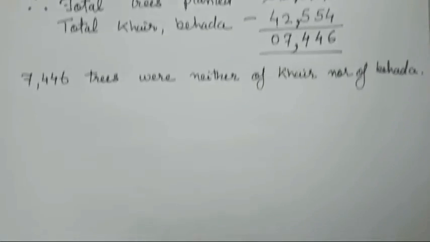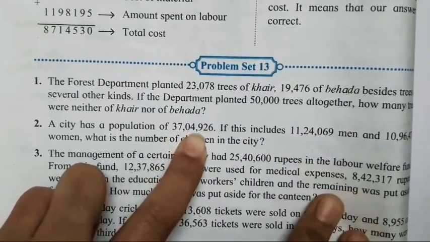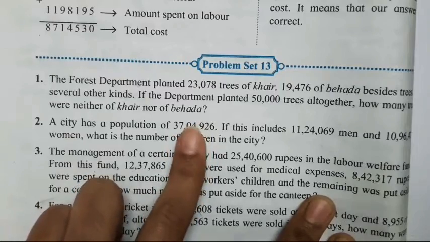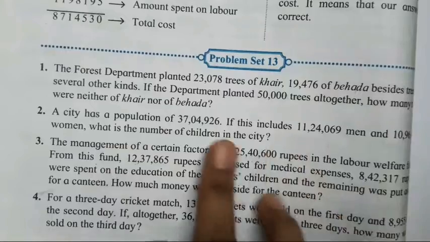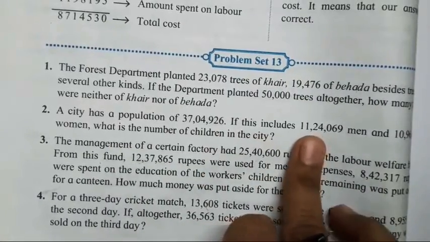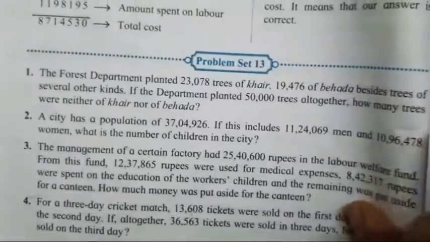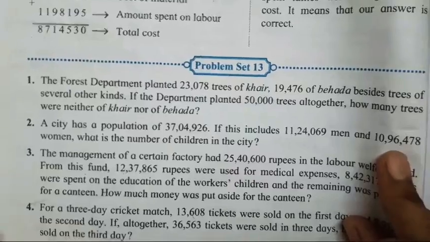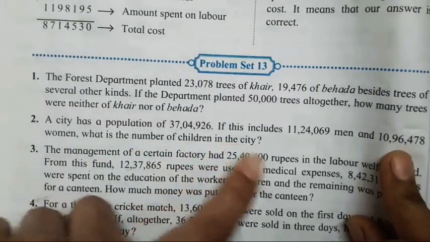Now let's move on to the second question. A city has a population of 37,04,926. Now this is the total population. Remember, a city has a population means total population. In this includes 11,24,069 men and 10,96,478 women. What is the number of children in the city?